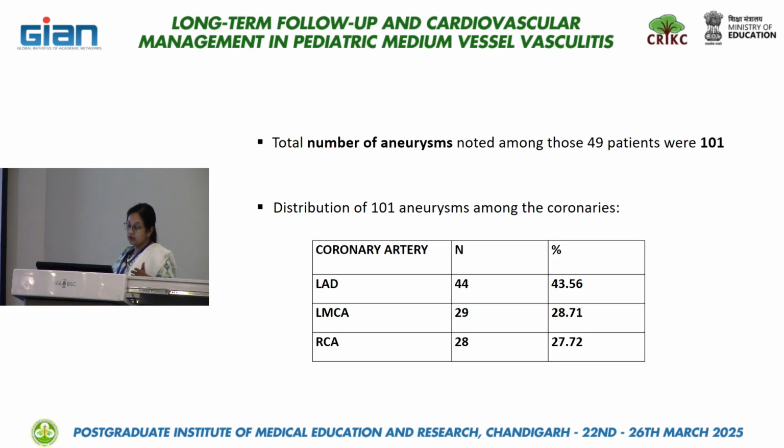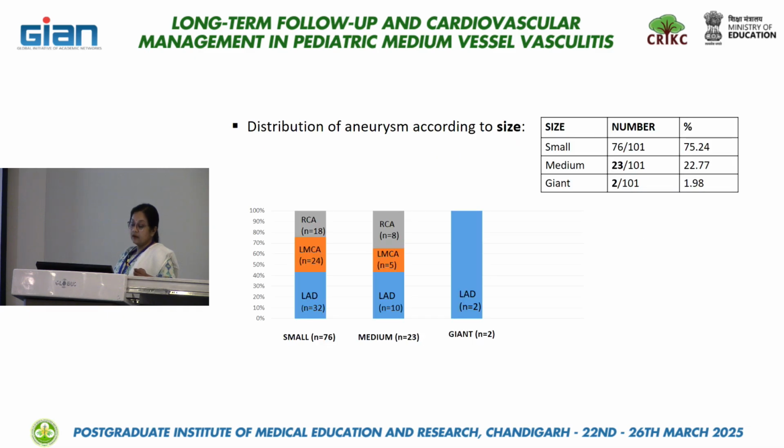Distribution of these 101 aneurysms into different coronaries: LAD has the maximum aneurysms, 44, followed by LMCA, which has 29 aneurysms, and RCA has 28 aneurysms. Circumflex artery did not have any aneurysm in our study. For the distribution of aneurysms according to size, there are a total of 76 small aneurysms, 23 medium, and 2 giant aneurysms in our cohort. LAD is the leading artery in both small and medium, followed by LMCA, RCA. Both giant aneurysms occurred in LAD only.